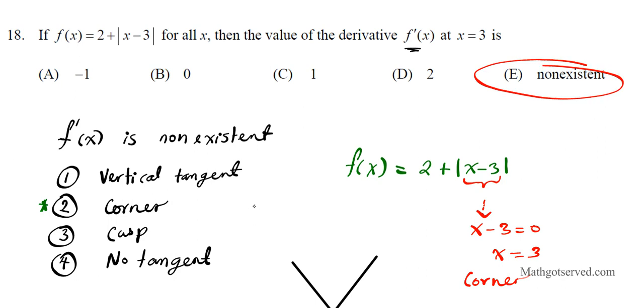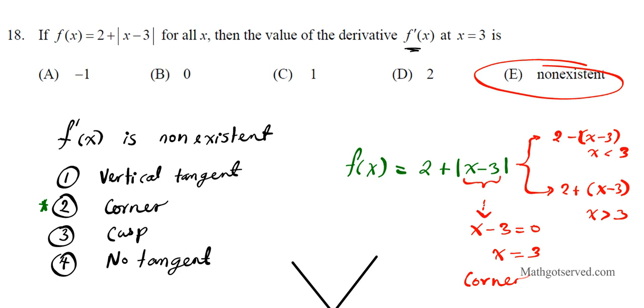So that's where you have it. That's how you have it. This is like a piecewise defined function. Let's say to the left of the corner you have 2 minus (x minus 3), that's for x less than 3. And then to the right of the corner you have 2 plus (x minus 3). And you see how the derivatives are different. But at the point where the corner is, the derivative is non-existent because on the left and the right you have different derivatives. All right, so there you have it.